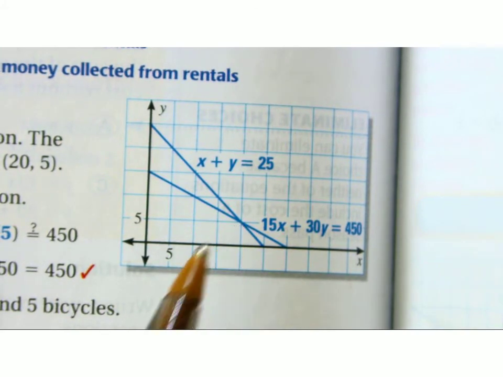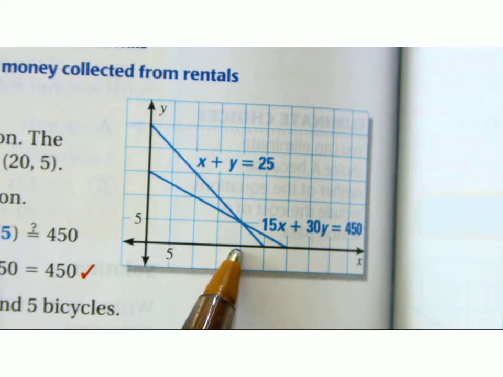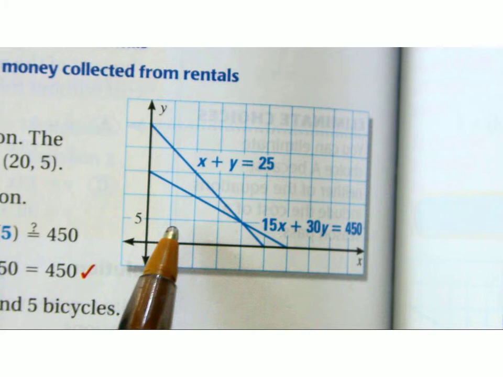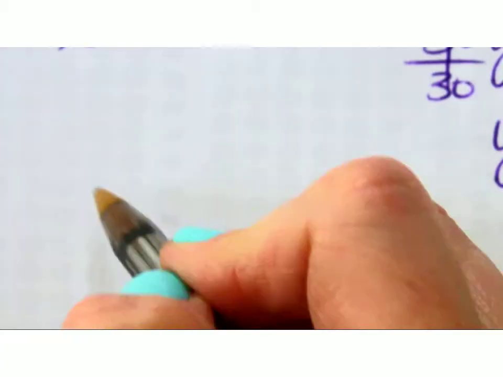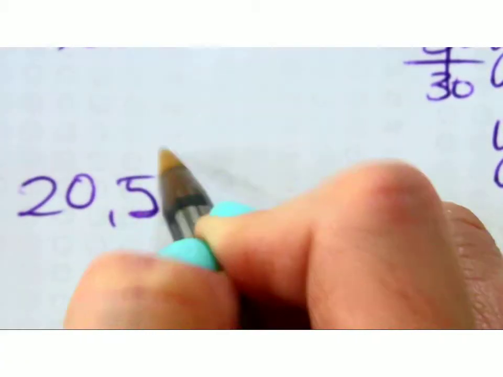5, 10, 15, 20, comma, 5. Because each grid's going by 5. So it looks like your point is 20, comma, 5. So you could just take a wild guess. And 20, comma, 5, by the way, what does that mean? 20 comma 5 means what?